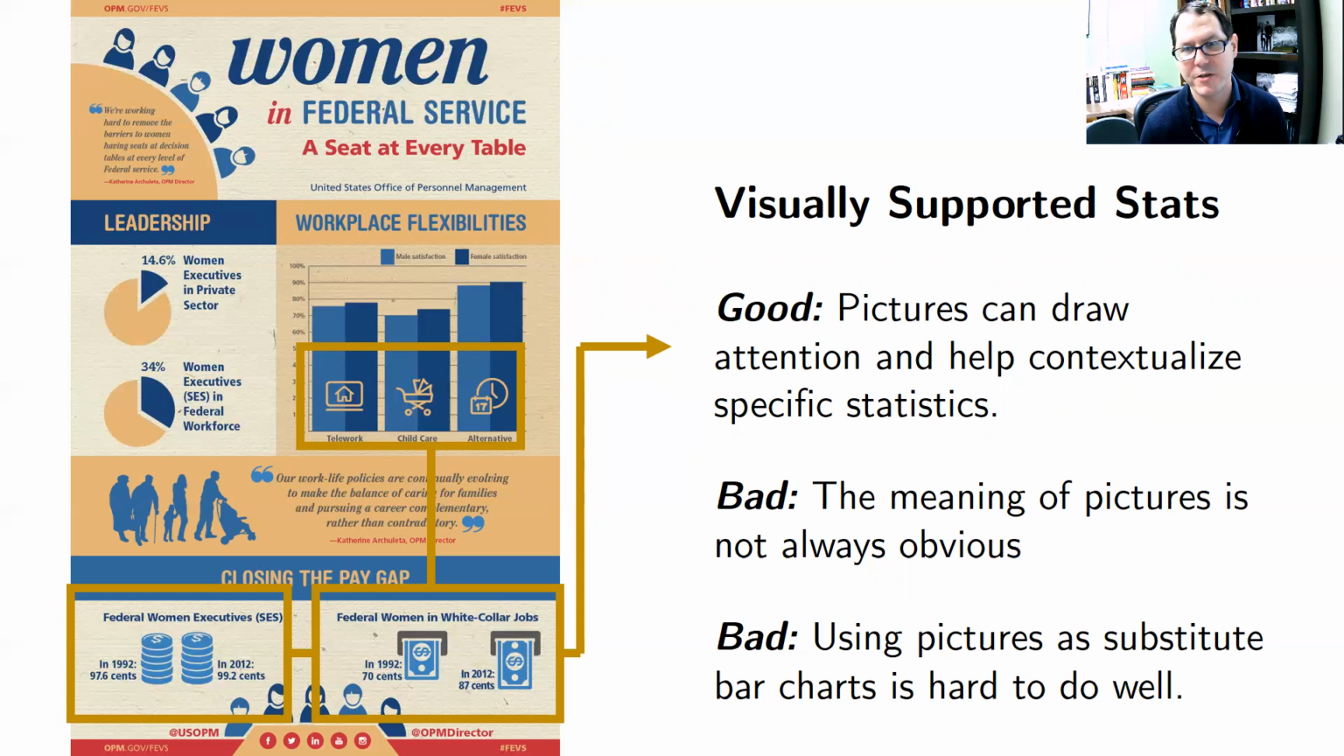It's really hard to do pictures as bar charts and to do it well. It's not always easy to know exactly what a picture is communicating, particularly when you start distorting them in abstract ways or trying to use them as bar charts and take them out of their larger context.